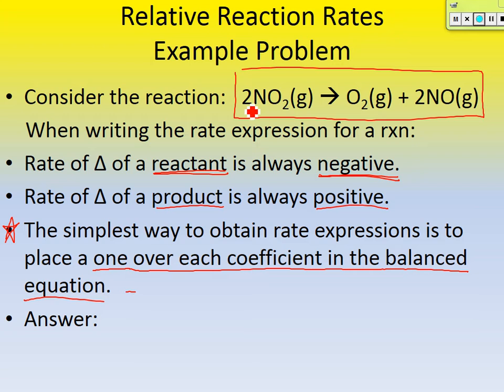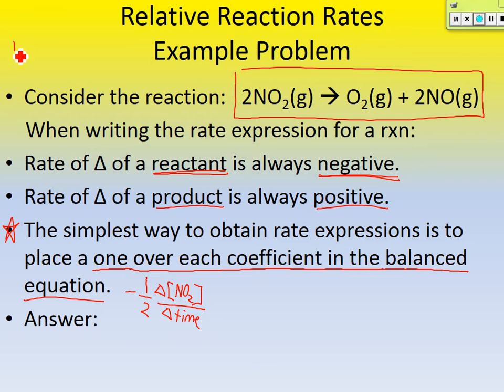Now I've got a coefficient of 2. What do I put over the top of that 2? A 1. So I'm going to put a 1/2. I put a 1 over the coefficient. And then we're simply going to times it by its rate, which is the change in the concentration of NO2 over the change in time.